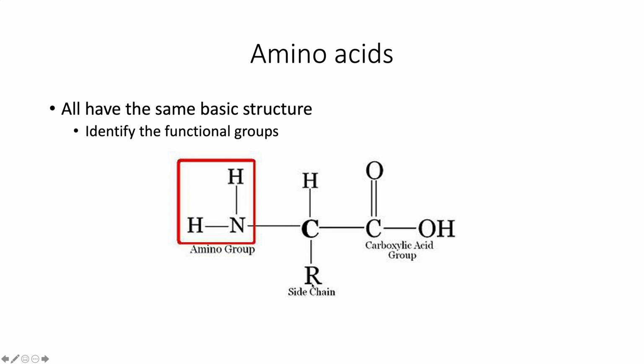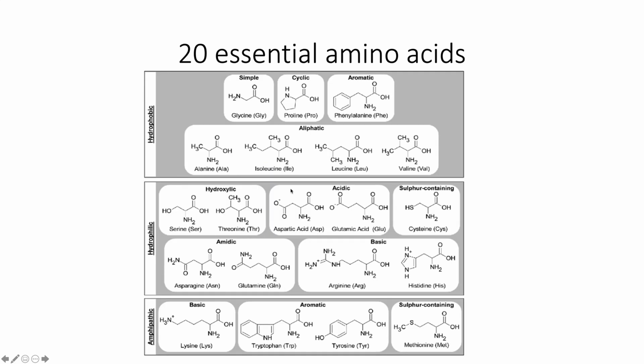The rest of the molecule, this is where the amino acids differ. They're frequently called alpha amino acids because if you count, this is the carbon with the double bond to the oxygen, then there's 1, 2, 3, the alpha carbon. Sometimes we use Greek letters. There's 20, excuse me, essential amino acids.